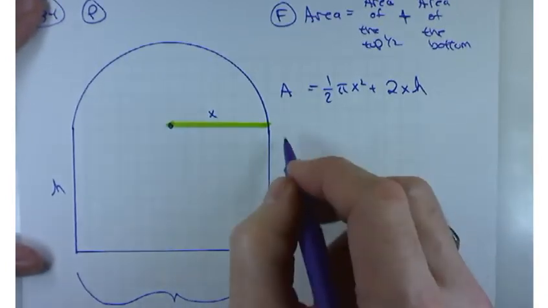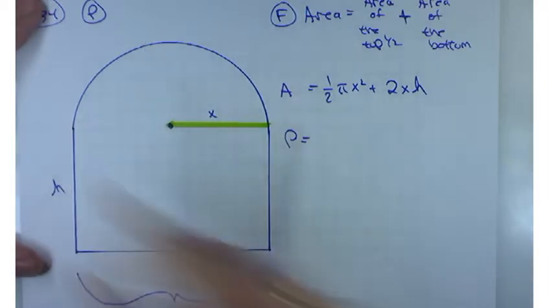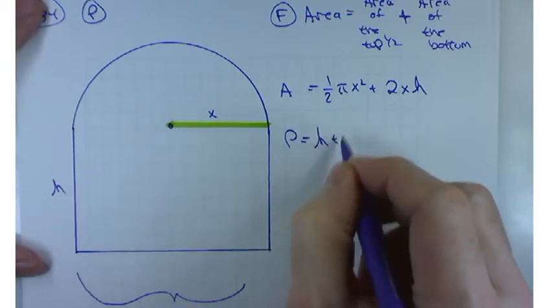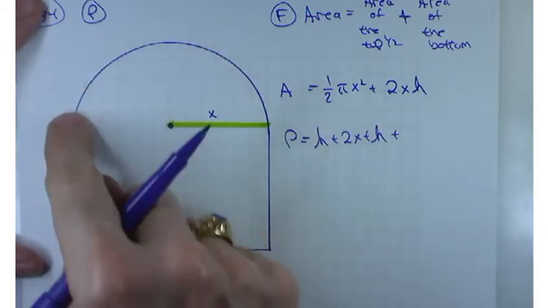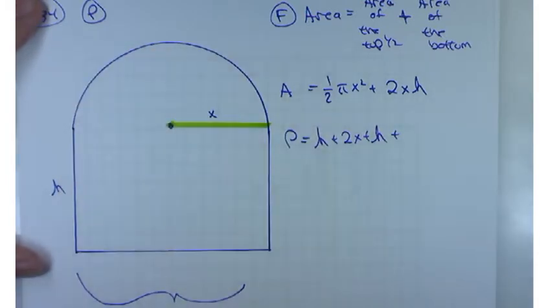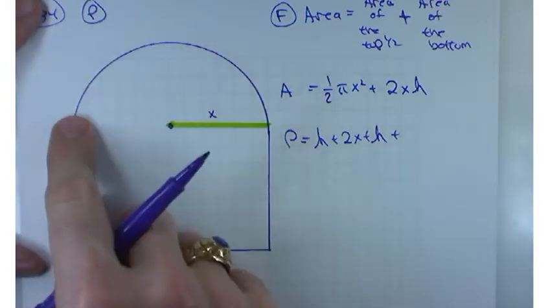Let's see here. The perimeter, well, that's going to be a couple parts. It's going to be h plus 2x plus h plus half of a circle. How do I find this part of the circle? That perimeter of the circle.